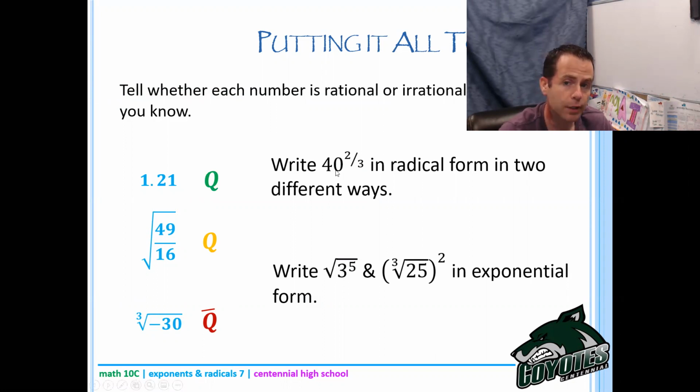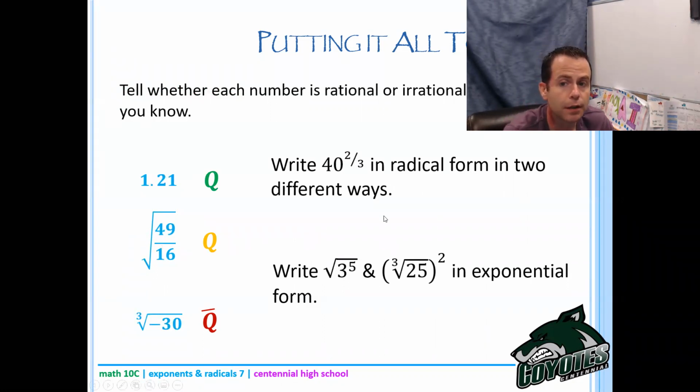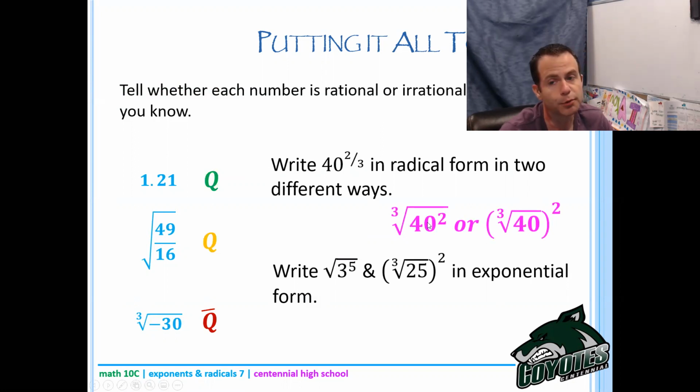Write 40 to the 2 over 3 in radical form in two different ways. So either way you do that, you have to see this denominator of 3 on your fractional exponent. That's going to be a root index. So you've got the cube root of 40 all squared or the cube root of 40 squared. Either one of those would be fine.